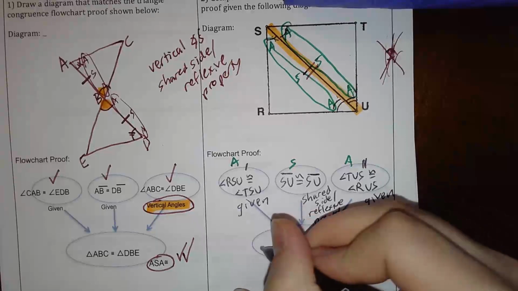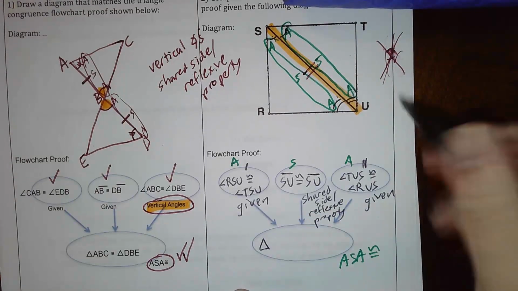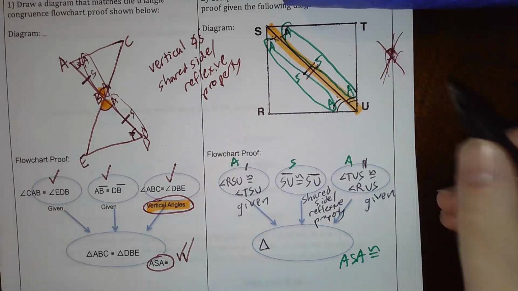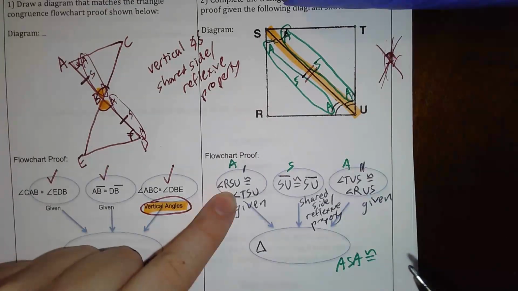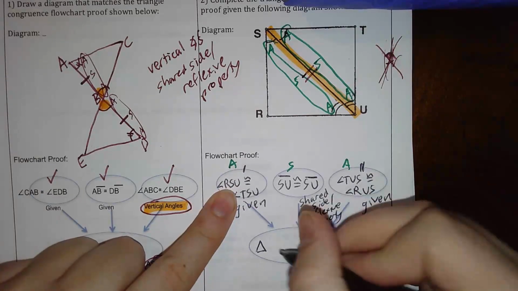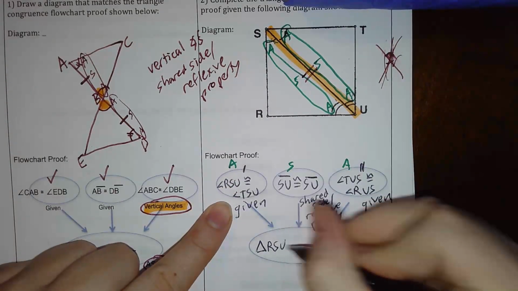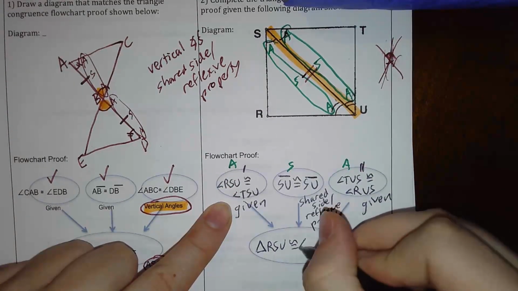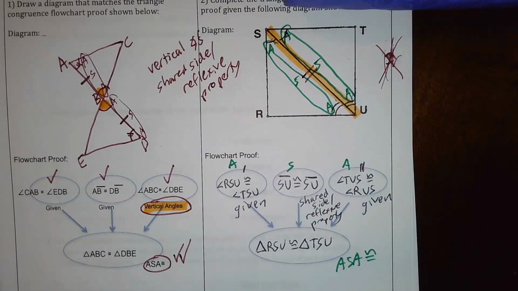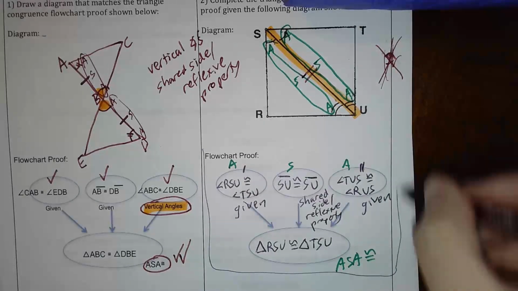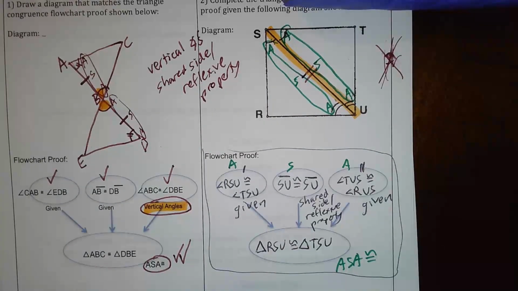Finally, I just need to name what my triangles are. You can name them in any order as long as it matches up with the other. So for sake of keeping things easy, I'm just going to use the same letter set that I used here. So it's going to be RSU, triangle RSU is congruent to triangle TSU. And that completes my flowchart proof. So that was standard 7B and 6C.